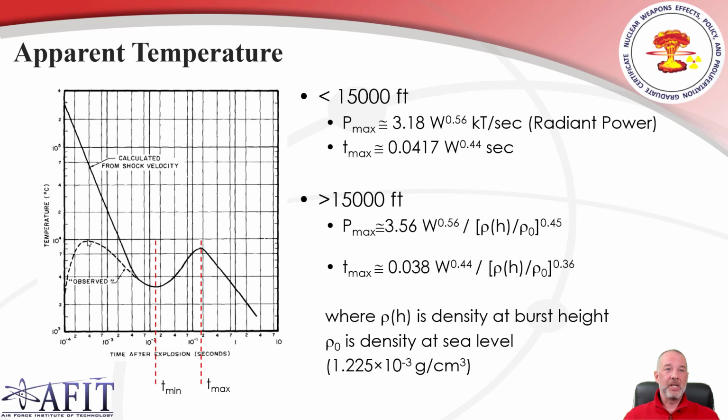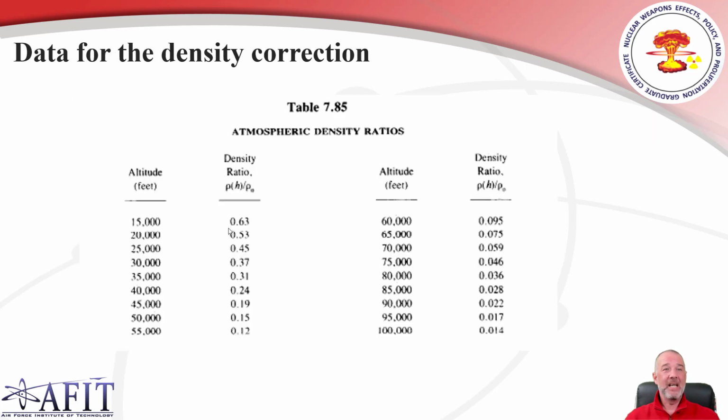Now you're probably asking yourself, how do I know that? How do I find that? How do I estimate this ratio of density at altitude versus density at sea level? Well, as luck would have it, you don't have to estimate it. There's handy dandy tabulated data sets, and this is table 7.85 from Effects of Nuclear Weapons, and it gives you, for a given altitude from 15,000 all the way up to 100,000 feet, what is that change in density?